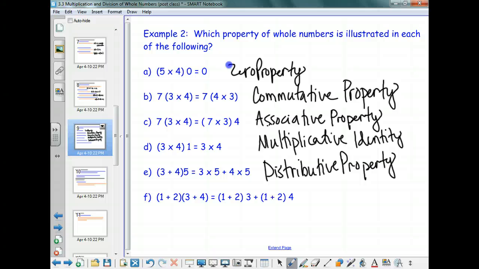How about F? It looks a little funny. It's distributive. Do you see what's happening? The 1 plus 2 is getting distributed to each of the numbers, isn't it? It's a little odd, but that's what's going on. The 1 plus 2 gets multiplied by 3, and the 1 plus 2 gets multiplied by 4. So that is a distributive property as well.